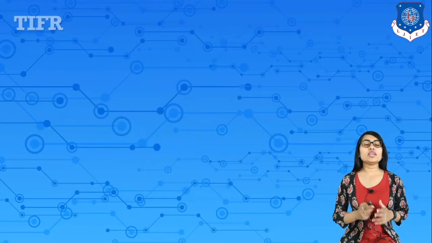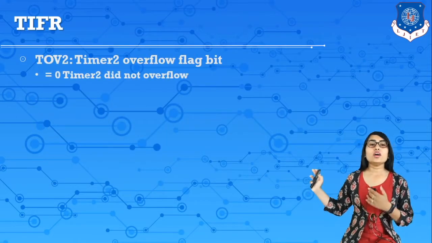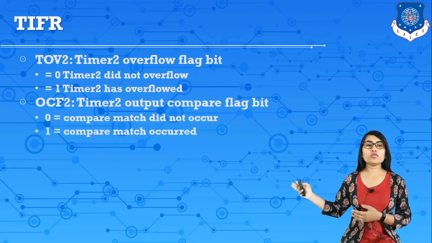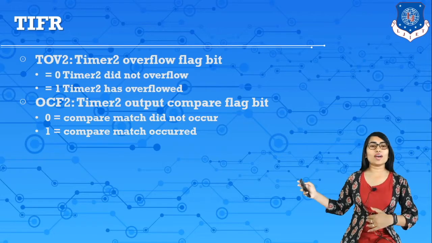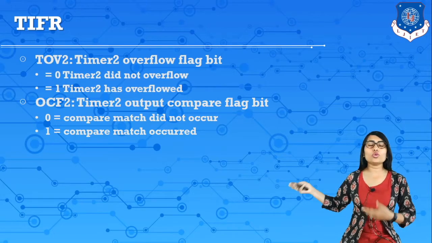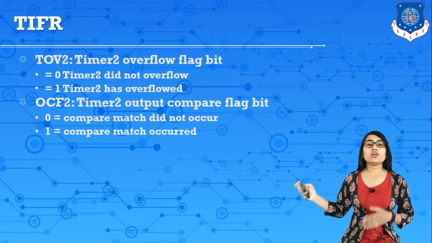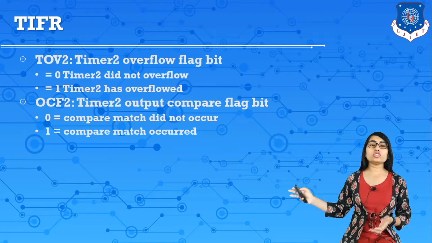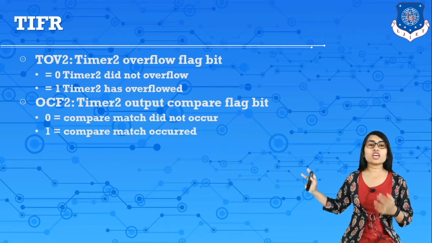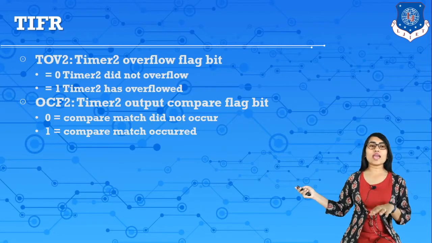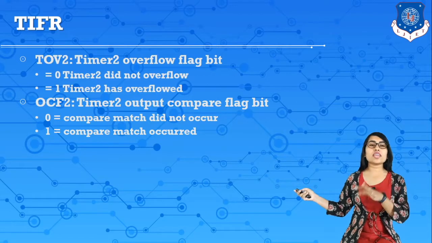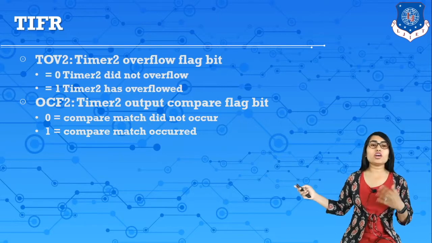Next we have the TOV2 flag, that is the timer 2 overflow flag. If it is 0, then timer 2 did not overflow. 1 means timer 2 has overflowed. OCF2 is for timer 2: 0 means compare match did not occur, 1 means compare match occurred. Now these are all the flags in the TIFR register, which are set depending on the conditions.